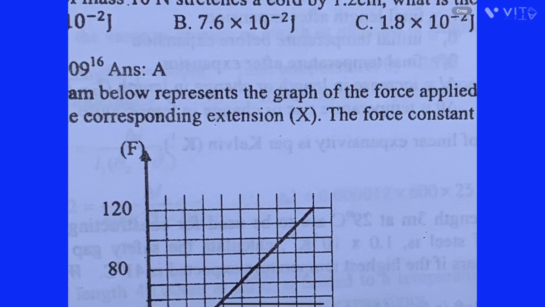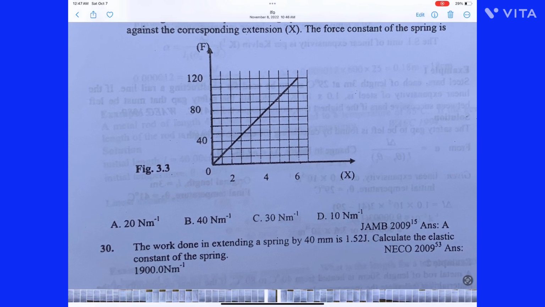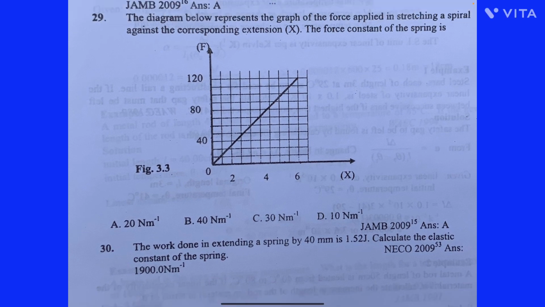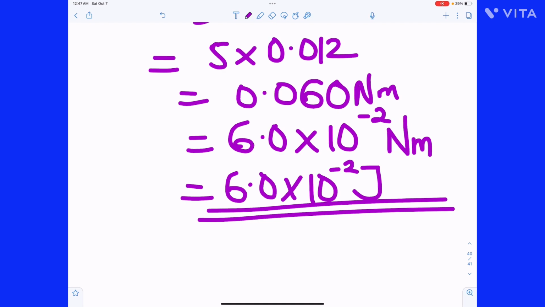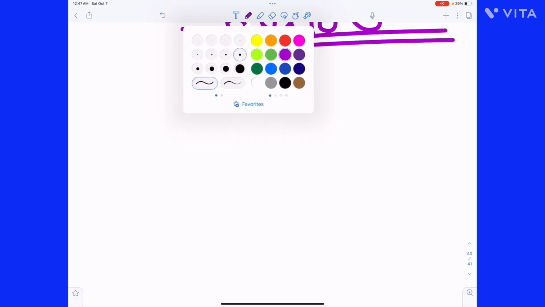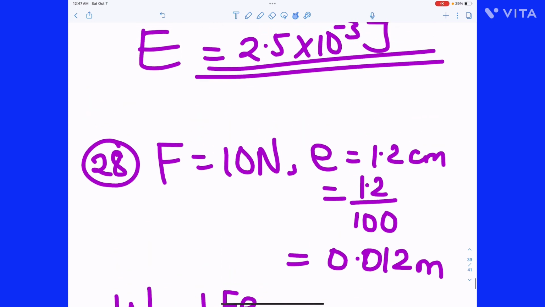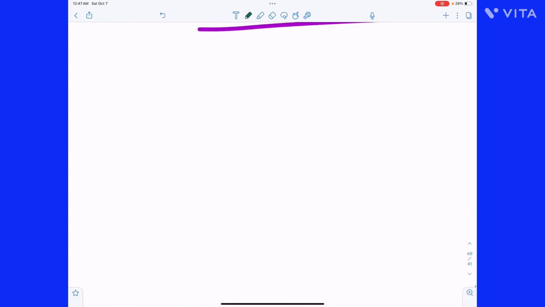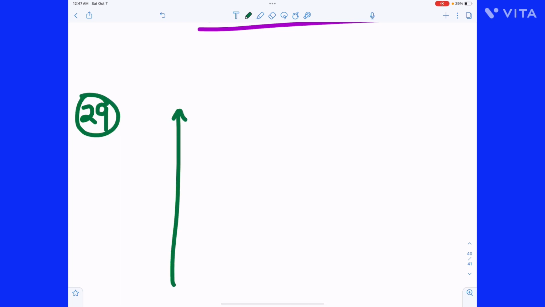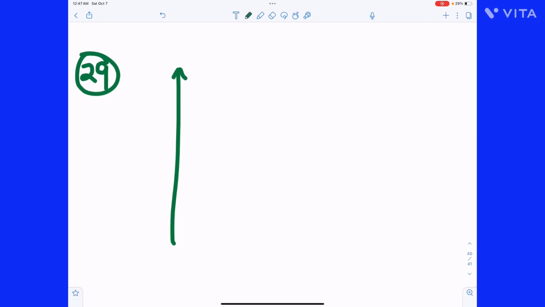Okay, are they in SI unit? We are not sure. Okay, let's just assume force and extension. The question is not very well written there. Okay, question 29. I'll just go ahead and draw. That would be much better for us in explaining.